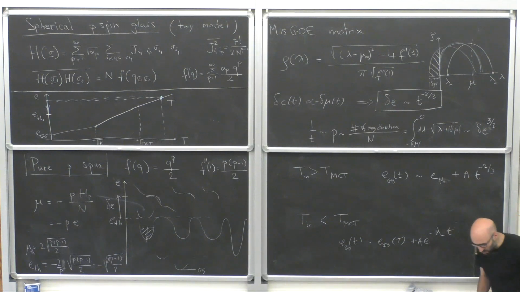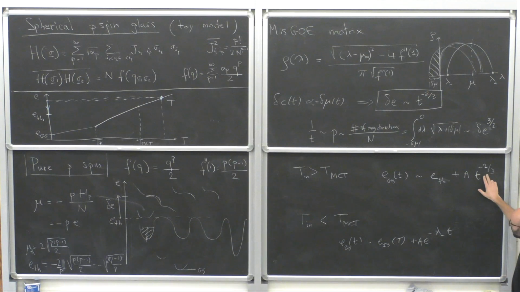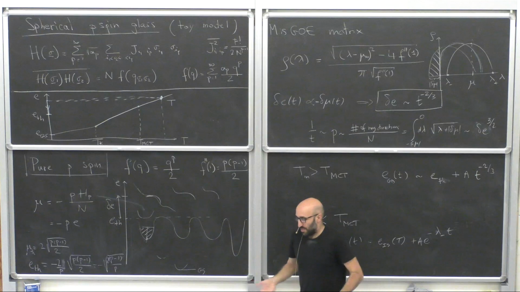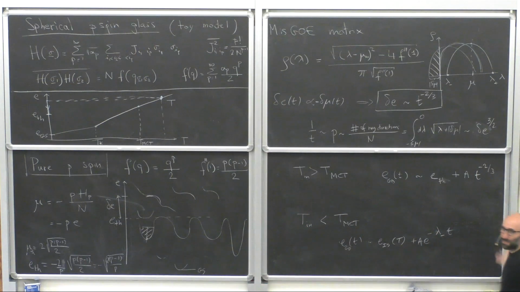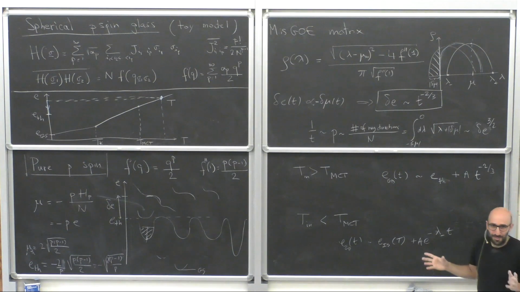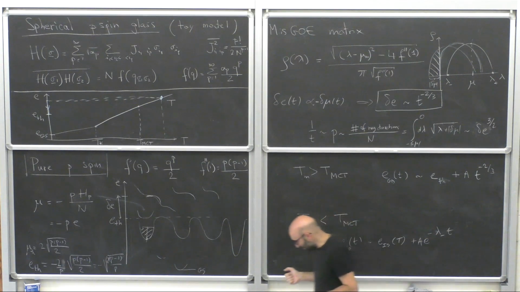We don't know if this argument is correct, but what we know is that if we solve the equations numerically, we see a power law, and the exponent is very close to 2/3 for the pure p-spin. Within error bars, it looks like 2/3, but we don't have a proof that it's 2/3. Still, this gives you a consistent picture of what's going on.